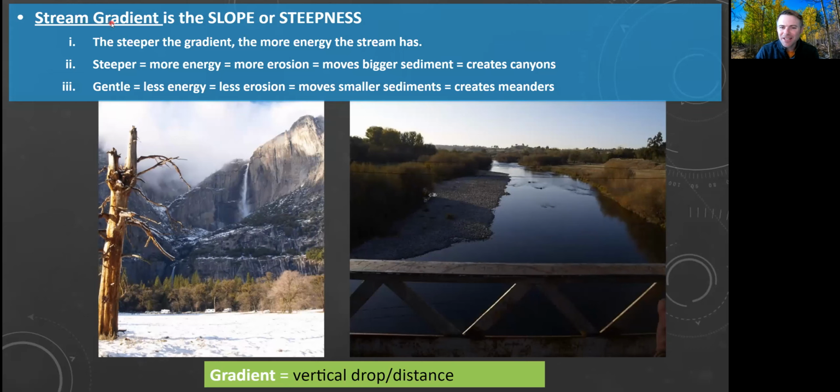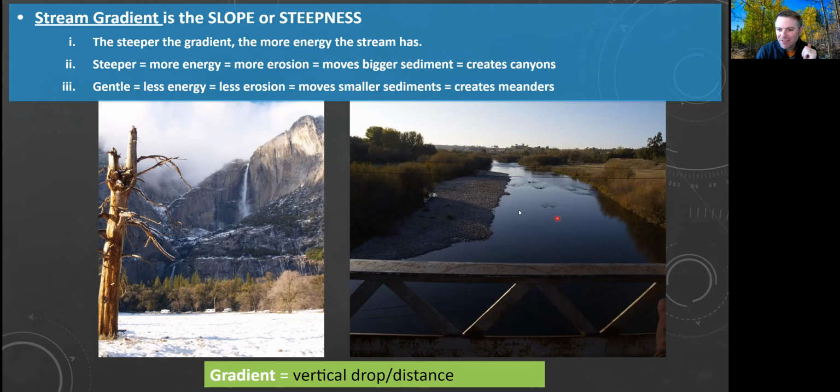So the stream gradient, like I was saying before, is just the slope of a stream. The steeper the gradient, the more energy a stream has. It doesn't necessarily mean the water moves faster, but it has a decent amount of energy in some of those areas. And because it's steeper and has more energy, it leads to more erosion and can move bigger sediments. This is what can downcut and create canyons. This is something we'll come back around to on Thursday.